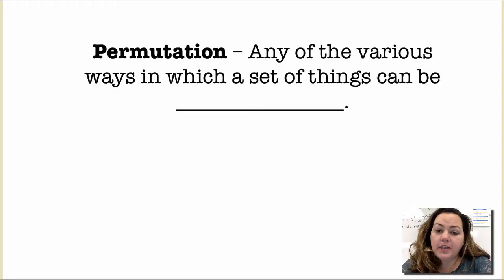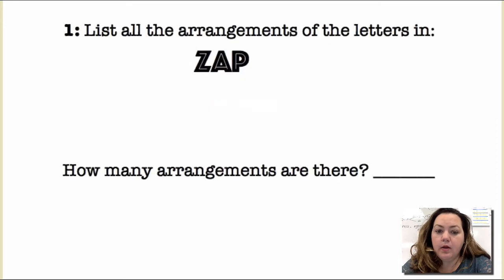All right, a permutation is any of the various ways in which a set of things can be ordered. So list all of the arrangements for the letters in ZAP. How many arrangements are there?